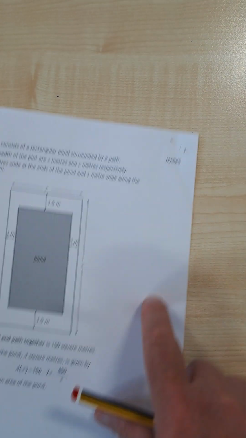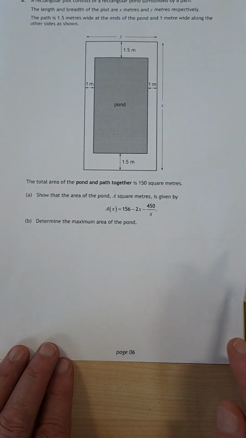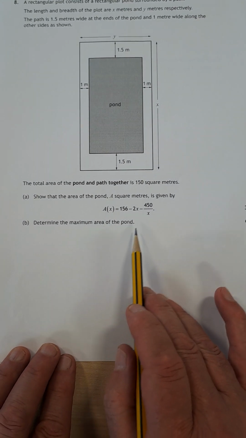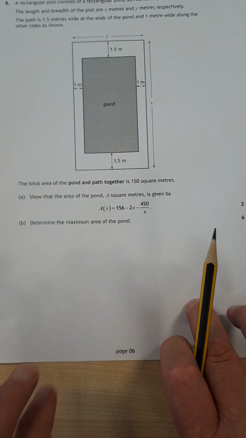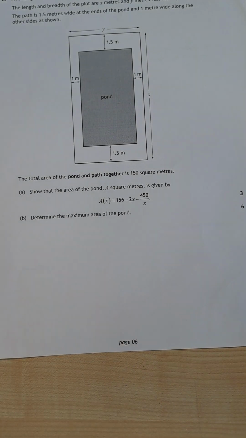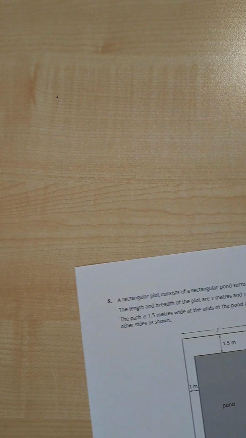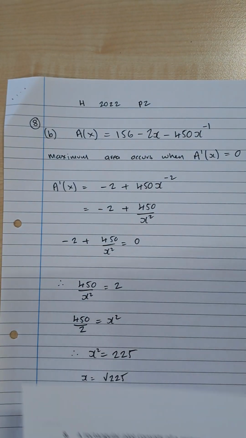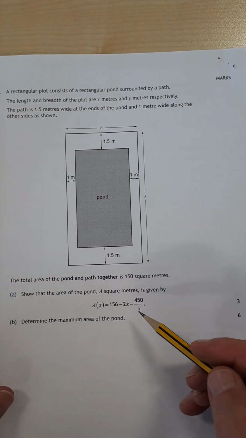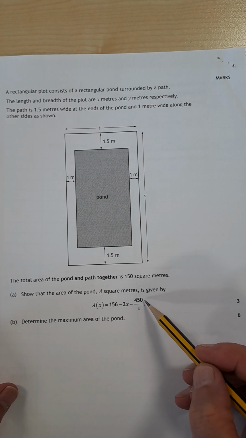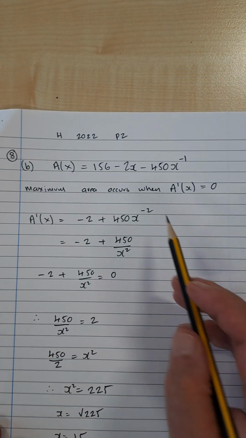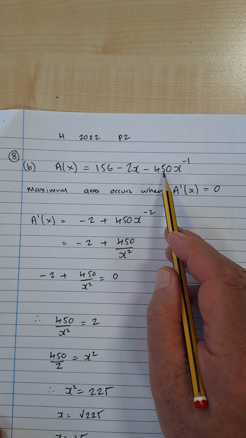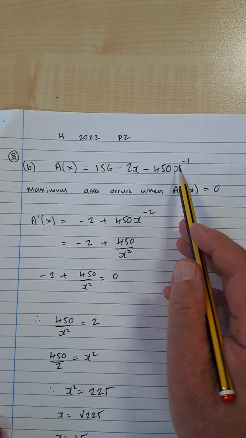Then for the next bit, it says calculate the maximum area of the pond. So you probably used this now. You're given a function, and we want to get the maximum value of that function. So here we have it. The first thing you realise is that I've taken that x and moved it upstairs to be x to the power of minus 1. So the area in terms of x is 156, take 2x, take 450 x to the minus 1.